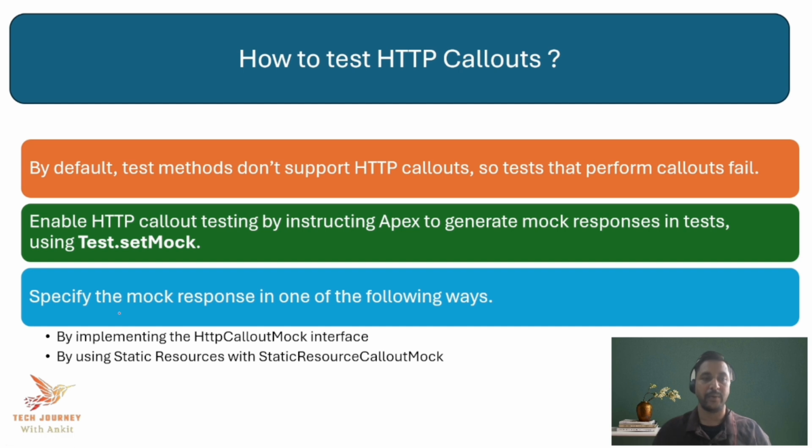Test.setMock method. This is a very important method that will be used to generate the mock responses. Again, in this method, we will be specifying the class which is implementing the interface, that is either the HttpCalloutMock interface or the StaticResourceCalloutMock interface. Either one of these interfaces can be used to generate the mock response. In case you want to specify the response in the form of a static resource file, then you can use the static resource, or in case you want to explicitly write down the response, right, then you can use the HttpCalloutMock interface.